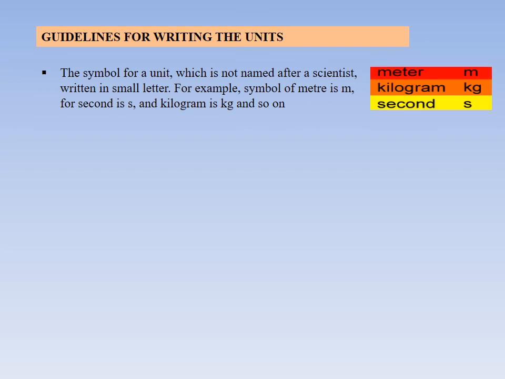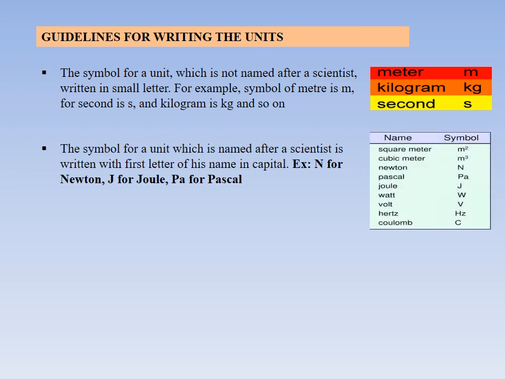Guidelines for writing the units. Conventionally, the following rules are observed while writing the unit of a physical quantity. The symbol for a unit which is not named after a scientist is written in small letters. For example, the symbol for meter is m, for second is s, and for kilogram it is kg, and so on. The symbol for a unit which is named after a scientist is written with the first letter of his name in capital. For example, capital N for Newton, capital J for Joule, capital W for Watt, Pa for Pascal, Hz for Hertz, C for Coulomb, and V for Volt.